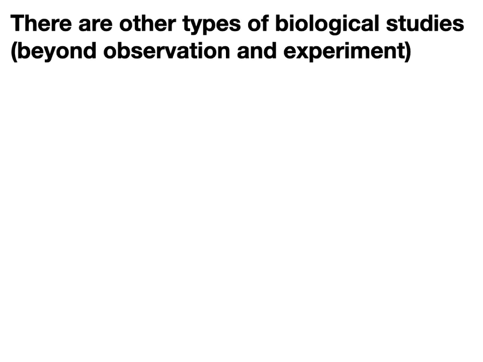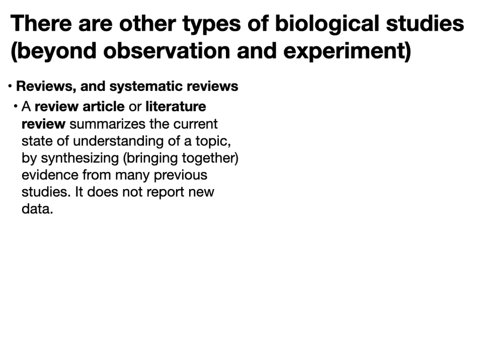Okay, so very briefly, I want to talk about a few other types of studies. When you read scientific papers, most of them are either observational studies or experiments, but there are other types of papers as well. One of the major types is reviews and systematic reviews. And if you go on to write a thesis or do a major research project, reviews are often a great place to start your investigation of a topic.